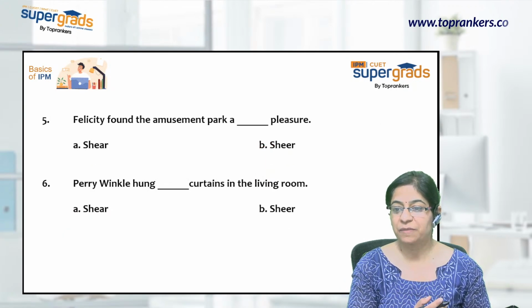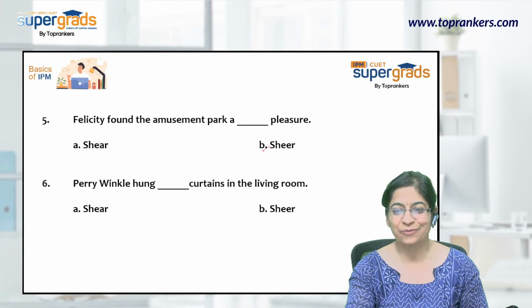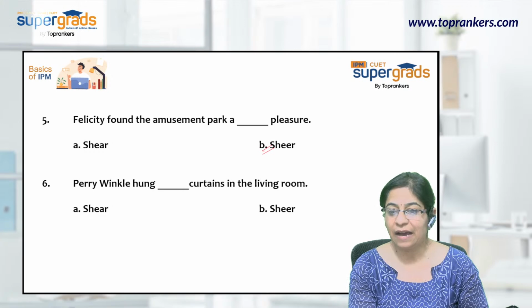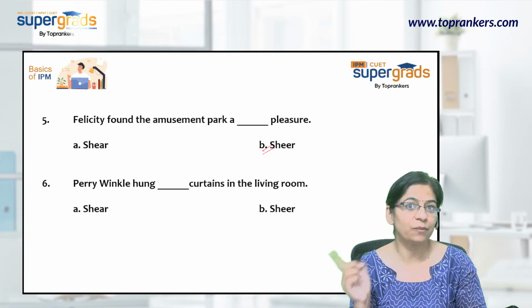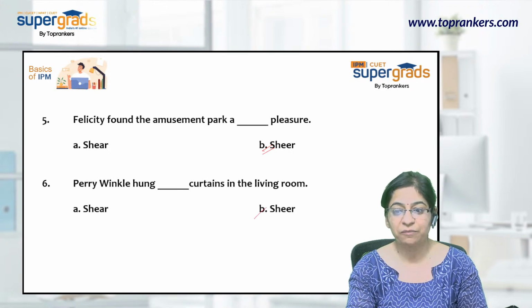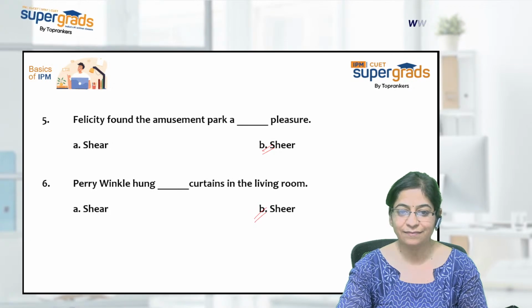Felicity found amusement park a dash pleasure. So utter, complete pleasure has to be sheer. Periwinkle hung dash curtains in the living room. Now, sheer has another meaning which means transparent. So she probably hung transparent curtains in her living room.